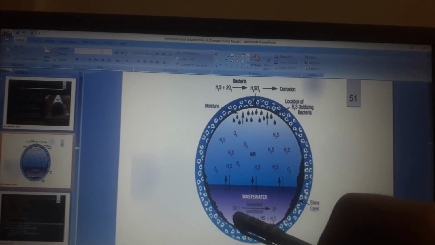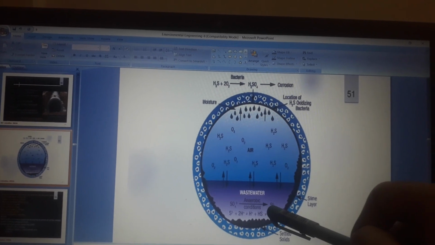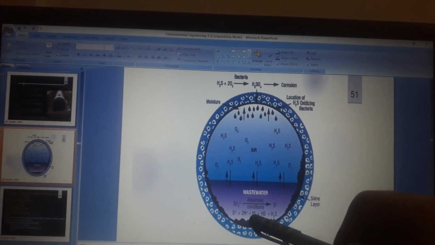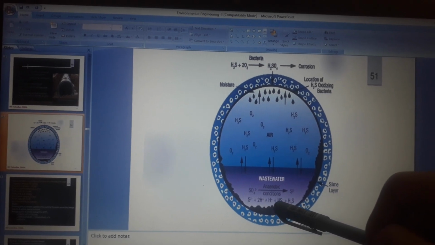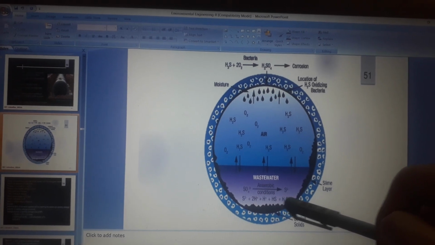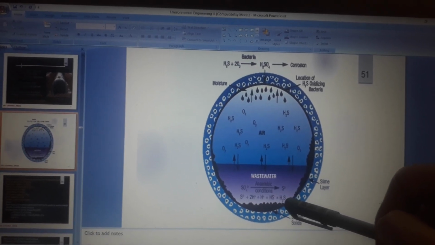This is wastewater. Here sulfate SO4 2 negative under anaerobic conditions gives sulfide or S 2 negative. S 2 negative plus 2H positive gives a reversible reaction with H positive plus HS negative, which leads to a reversible reaction between H positive and HS negative, which further leads to hydrogen sulfide.